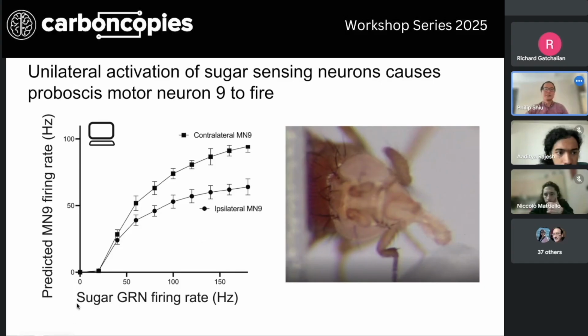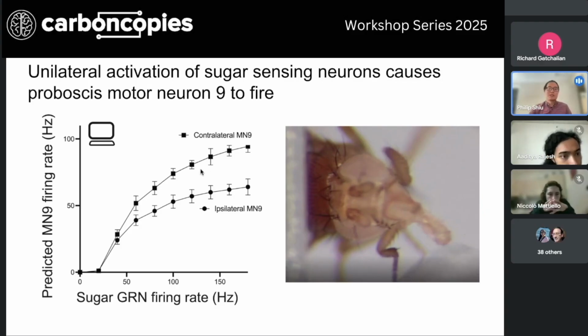So basically, as we activated sugar at higher and higher frequencies, what we found was that, in fact, motor neuron 9 was predicted to fire. And whenever you see this little computer, that's a symbol showing you that these are computational results.